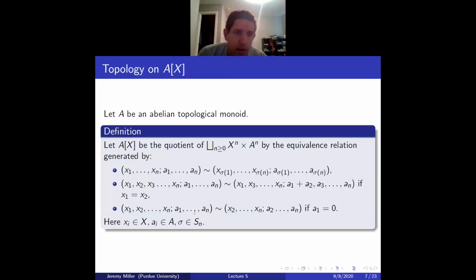We're going to define a space A of X. So when A is Z, this is the same thing as the free abelian group on X. It's defined by the same formula, but you just replace Z with A. So you can think of it as configurations of points in X with labels in A. The points can move around, and when the points collide, you add their labels using the monoid structure on A.